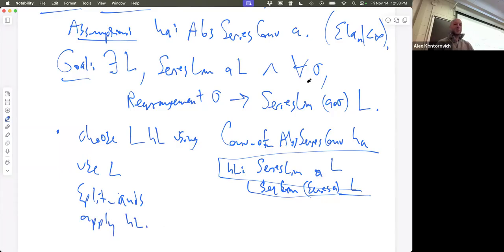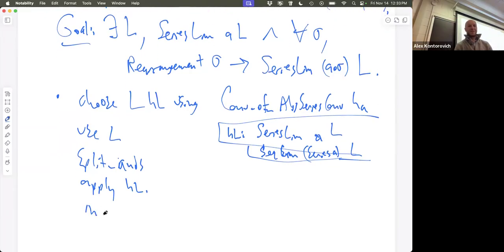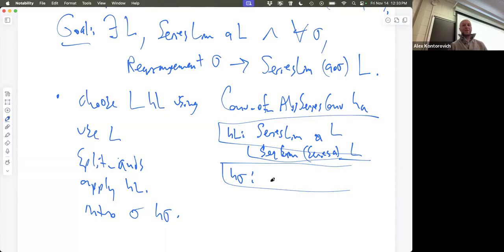Okay, so now our goal is to show for all sigma that's a rearrangement, series lim A sigma is L. So the next line is intro sigma and H sigma. H sigma says it's a rearrangement. So now we know HL, we also know H sigma, which if we unfold the definition of rearrangement says injective sigma and surjective sigma. Okay.